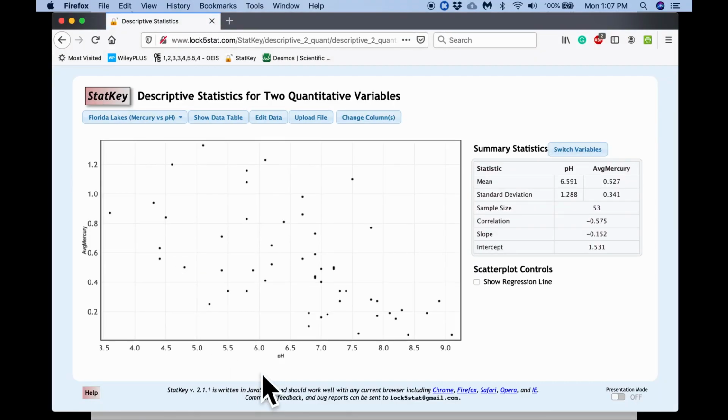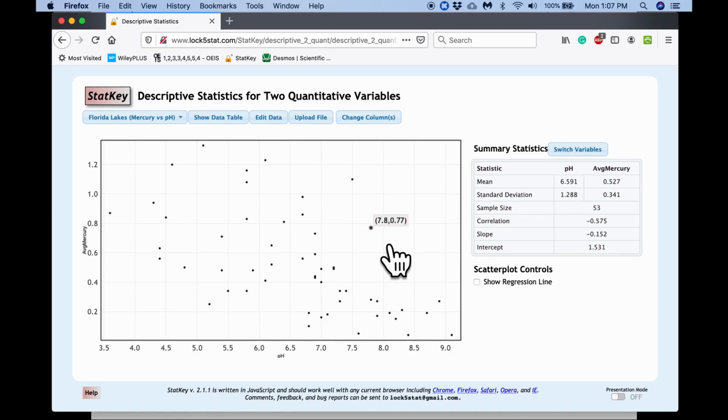Two quantitative variables, and what we'll notice is the Florida Lakes data is the default. That's when you open up the descriptive statistics for two quantitative variables, the Florida Lakes data is sitting there waiting for you. Now, let's just make sure we understand what's going on here. We have pH on the x-axis and average mercury on the y-axis. And when I mouse over one of these points, I'm witnessing a pH and an average mercury.